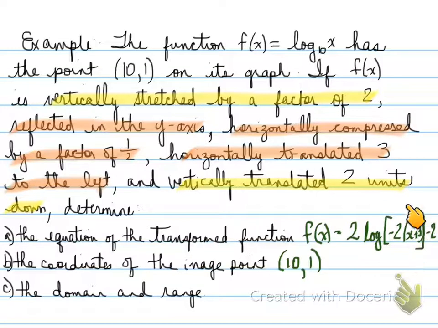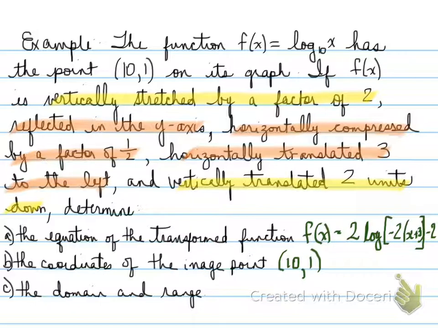What we have here is this negative 2 is horizontally compressed by a factor of 1/2. It's reflected in the y-axis, so that's how our negative 2 happens. And then we said translated left 3, so we put that in brackets to indicate that there's a left 3 translation.